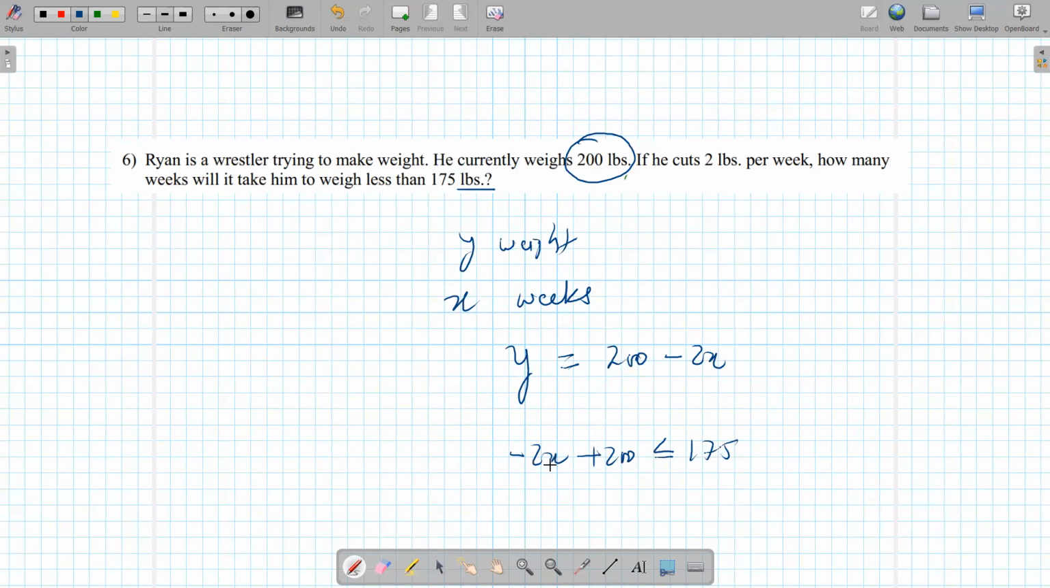How do you solve this for x? Subtract 200, so it's gonna be negative 2x less than negative 25. Divide both sides by negative 2, and make sure to flip the inequality. So you'll get x is greater than 12.5. So it'll take him at least 12 and a half weeks to get to that weight limit. That makes sense?